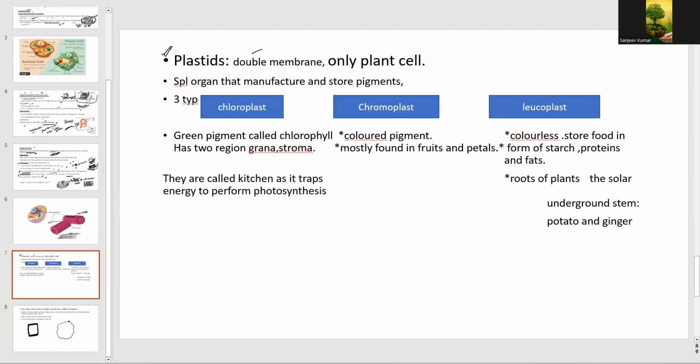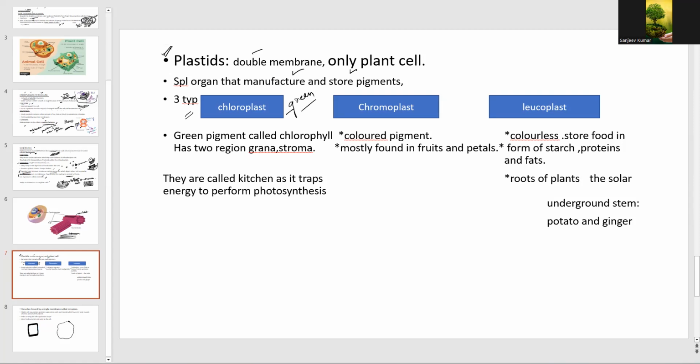They consist of, हमने यूजुअली पढ़ा है कि the plants are green in color because of the presence of the chloroplast. Yes, and they consist of the stomata also, and the green pigment is actually the chloroplast. So it is specifically three types: a specific organ which helps to manufacture and store pigments.